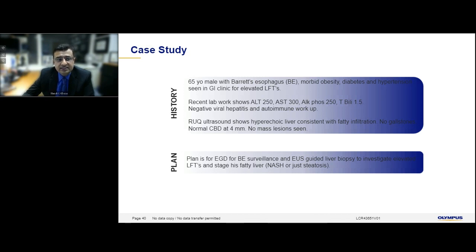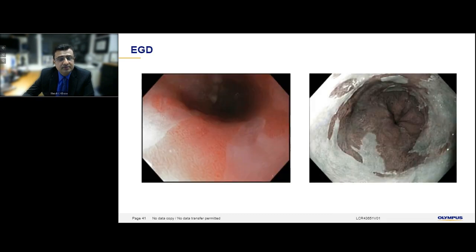And then to assess the biochemical abnormalities, we were able to do an EUS-guided liver biopsy to assess the elevated LFTs and stage the liver disease.